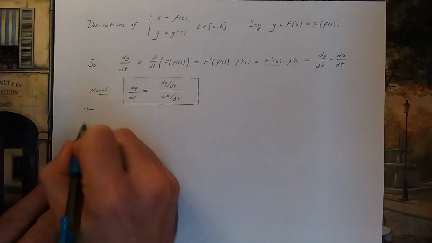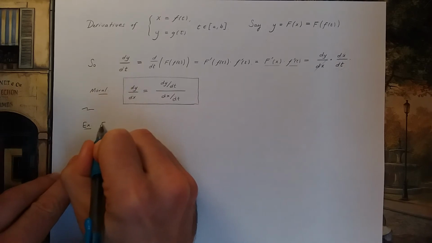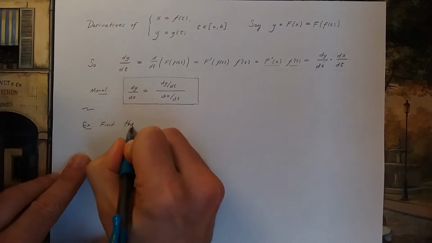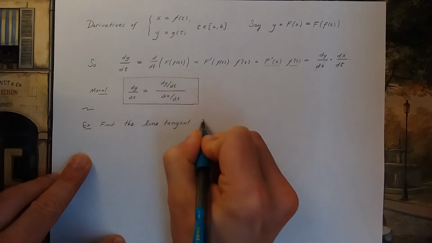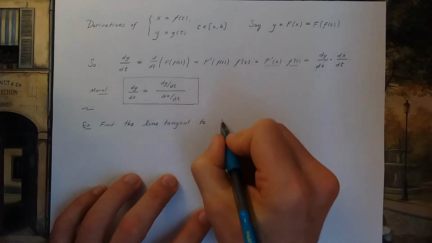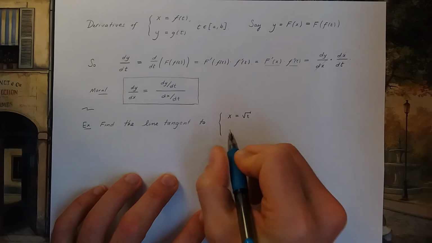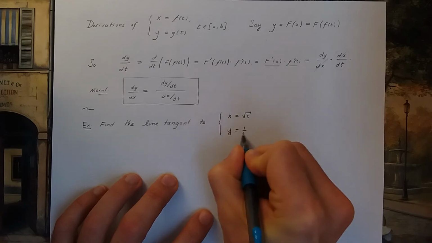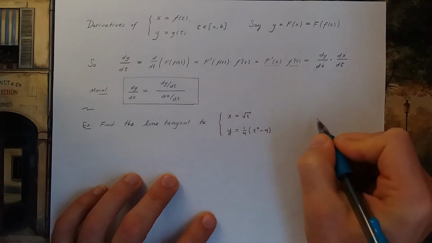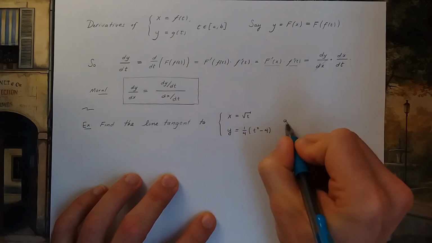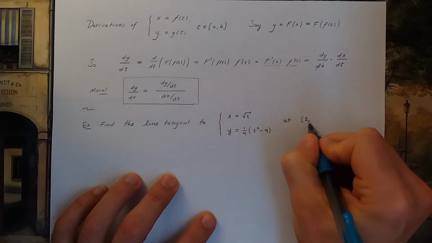Okay, let's do an example. Let's find the line tangent to the parametric equation x is the square root of t and y is 1/4 t squared minus 4. And let's find the line tangent to this parametric equation at the point (2, 3).